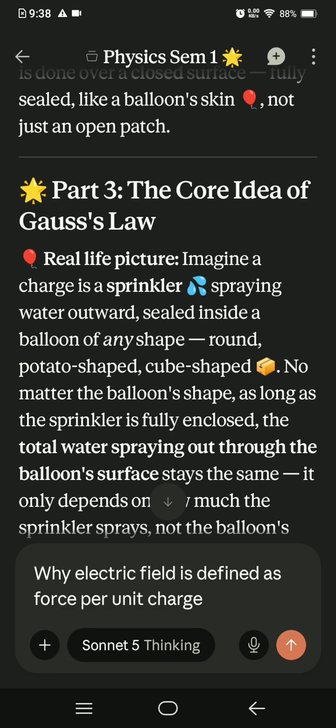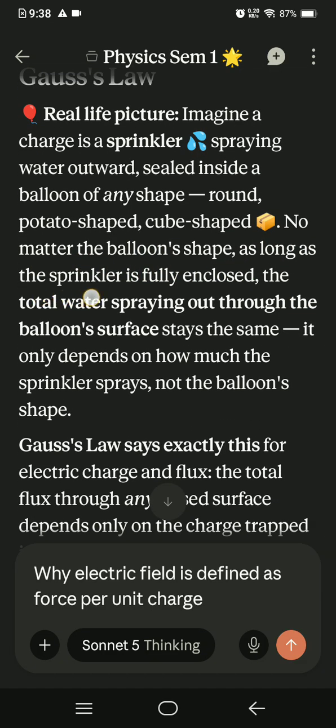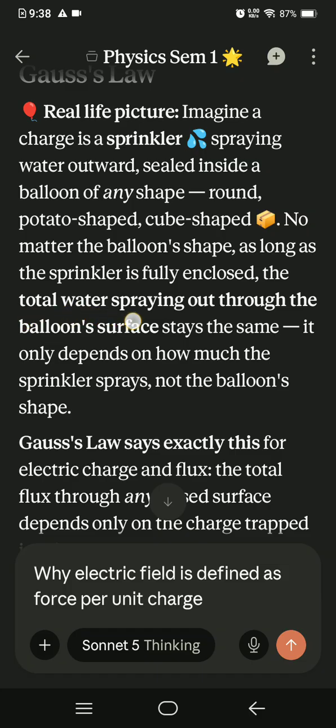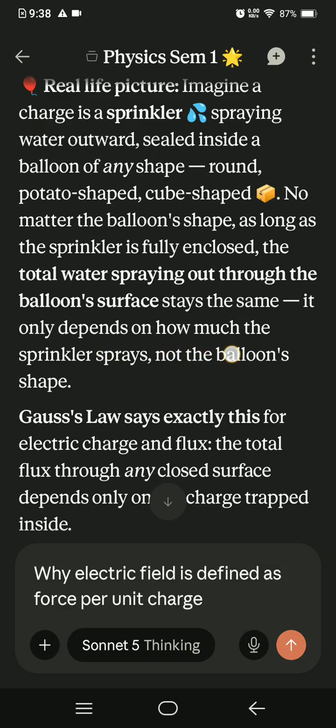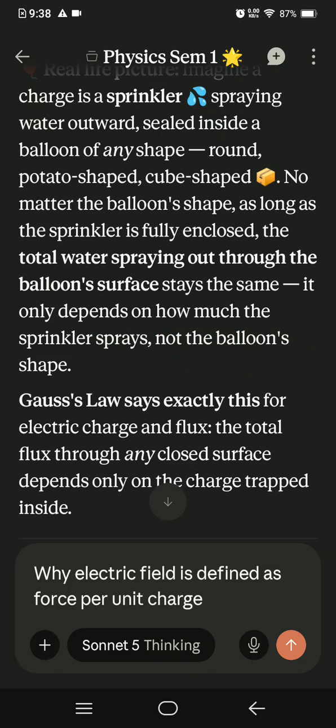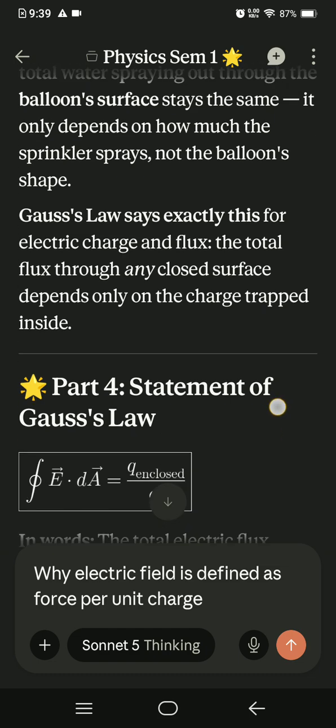Let's see. Real life picture: imagine a charge is a sprinkler spraying water outward, sealed inside a balloon of any shape, round, potato shaped, cube shaped. No matter the balloon shape, as long as the sprinkler is fully enclosed, the total water spraying out through the balloon's surface stays the same. It only depends on how much the sprinkler sprays, not the balloon's shape. Gauss law says exactly this for electric charge and flux. The total flux through any closed surface depends only on the charge trapped inside.